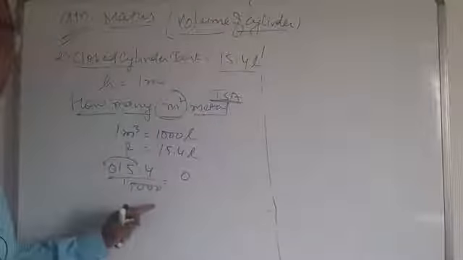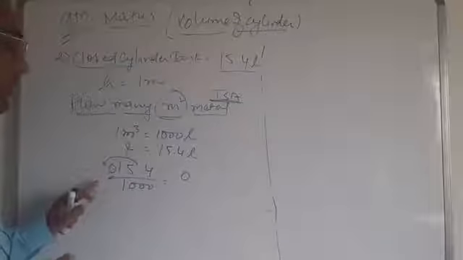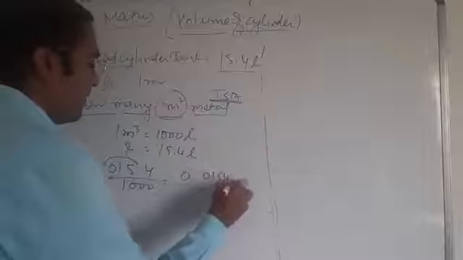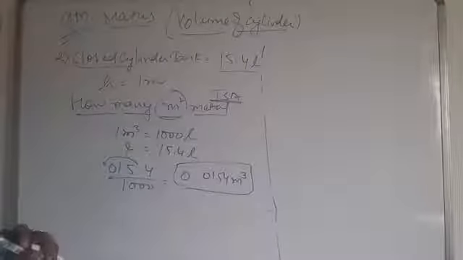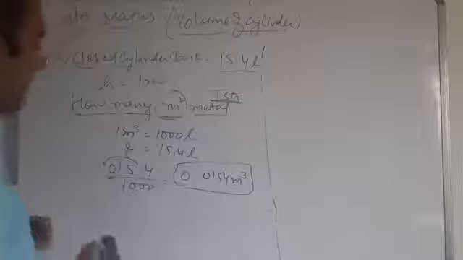Because here is a 1000, so the point is shifted to the left side by 3 digits. Then my answer is 0.0154 meter cube. Now we have to find the radius.